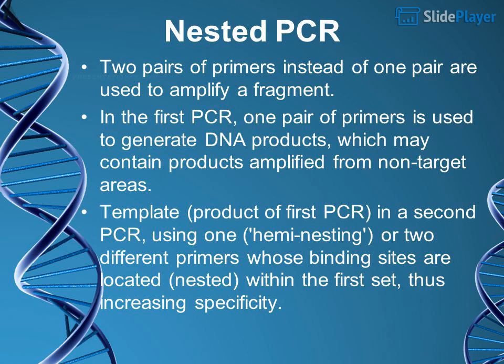Nested PCR. Two pairs of primers instead of one pair are used to amplify a fragment. In the first PCR, one pair of primers is used to generate DNA products, which may contain products amplified from non-target areas. The product of the first PCR is then used as template in a second PCR, using one (hemi-nesting) or two different primers whose binding sites are located nested within the first set, thus increasing specificity.